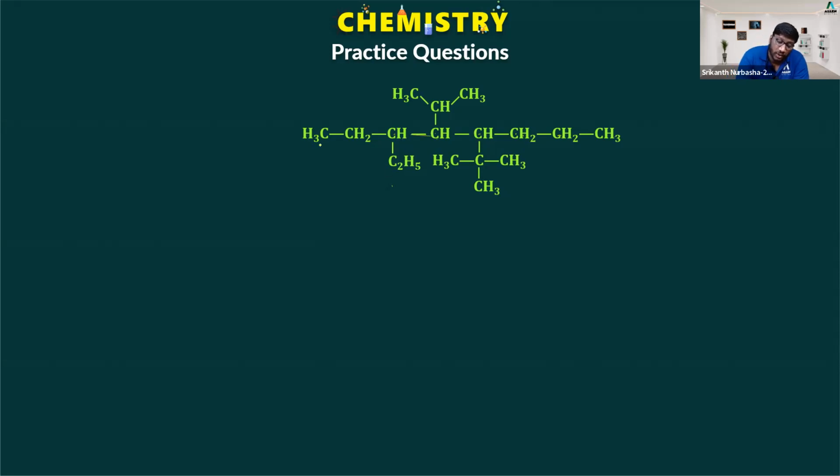So what is my chain going to be? I have to follow the lowest locant rule, so I have to always give numbering in this direction. I cannot go with the other chain. If I start numbering from here, 1 2 3 4, the first substituent is on the fourth carbon. But if I number in this direction, I get the substitution on the third carbon. So 1, 2, 3, 4, 5, 6, 7, 8. This is the correct numbering and the correct parent carbon chain.